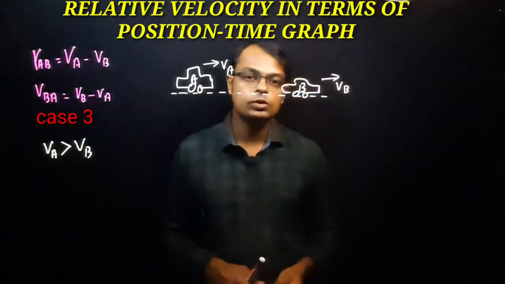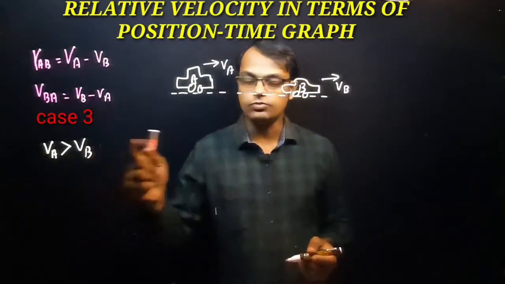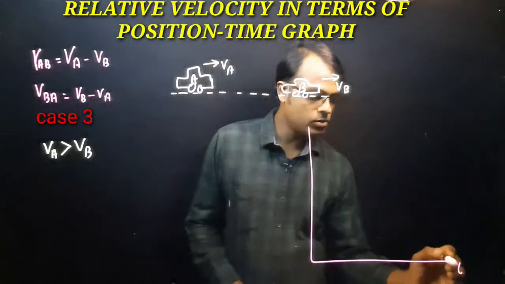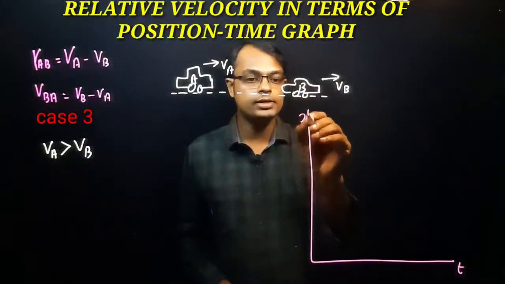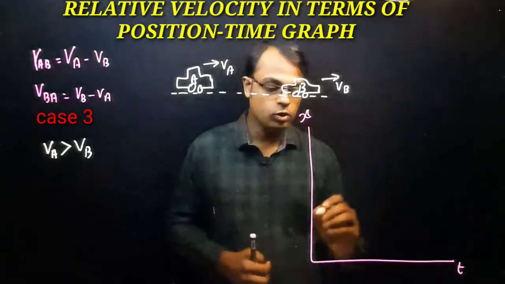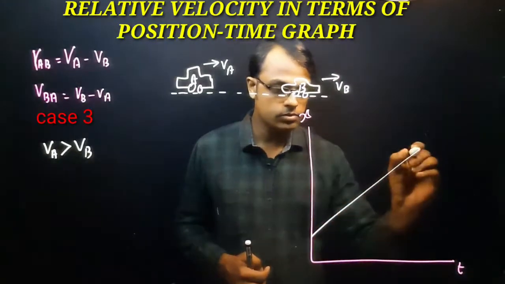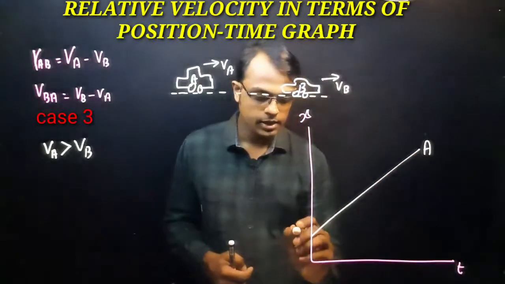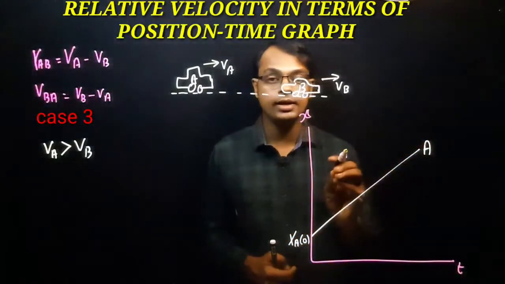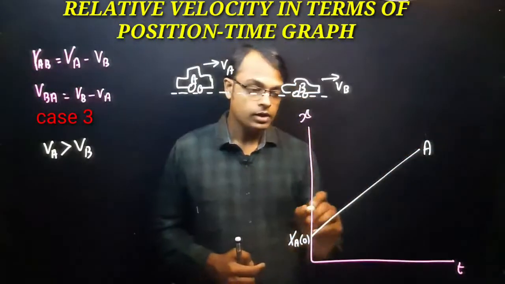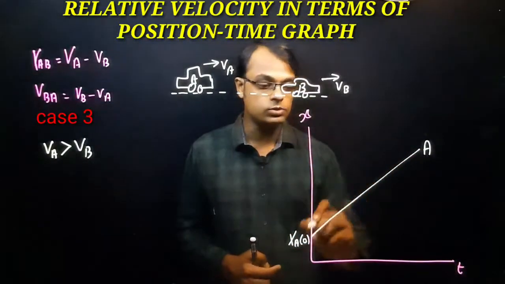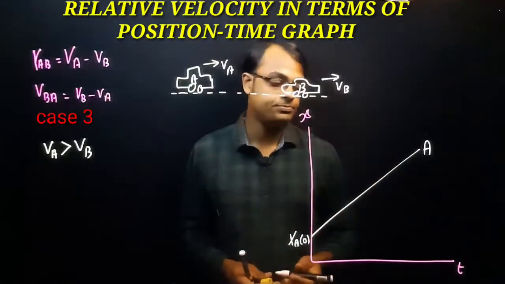So how do we draw the position-time graph for this case, VA greater than VB? Let's draw the x-axis and y-axis. Along the x-axis is time, along the y-axis is position in meters. If I draw the position-time graph for object A like this, this is object A, and this is XA of 0, the initial position of car A when time is equal to 0. Now, as you already know, the slope of the position-time graph shows the velocity. So this slope represents VA.